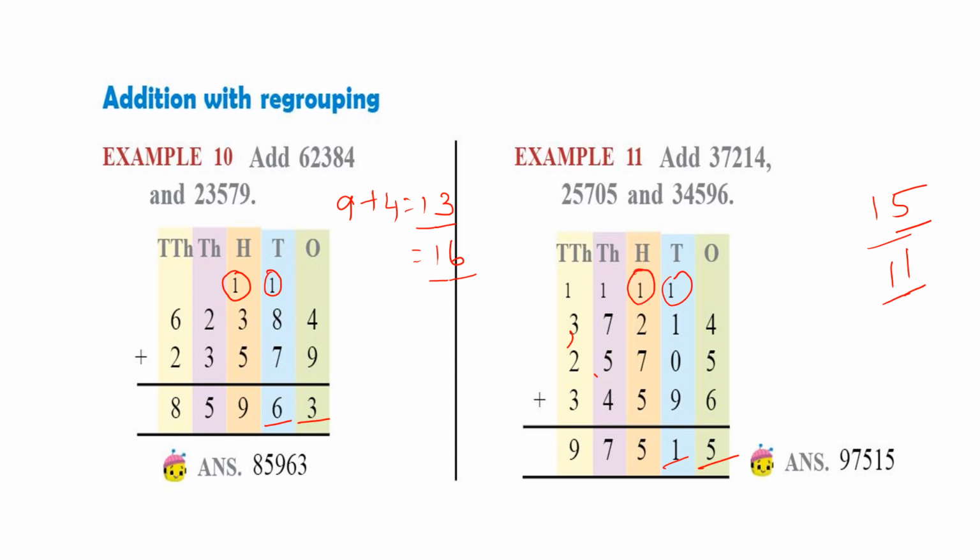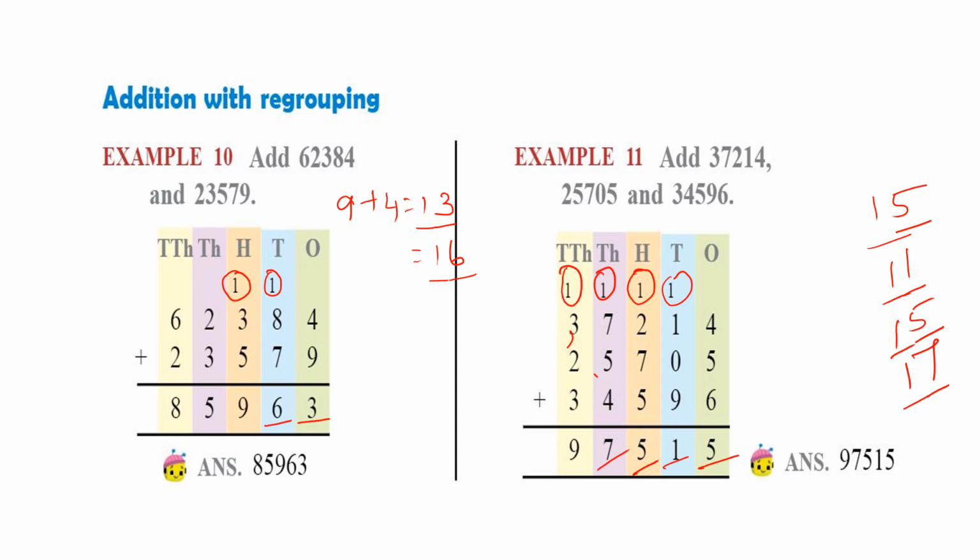over. Now add the numbers in hundreds place. 5 plus 7 is 12. 12 plus 2 is 14. 14 plus 1 is 15. So we write only 5 in hundreds place and take 1 as carry over to thousands place. Right? Now we add the numbers in thousands place. 4 plus 5 is 9. 9 plus 7 is 16. 16 plus 1 is 17. Write 7 in thousands place and write 1 in 10,000s place as carry over.